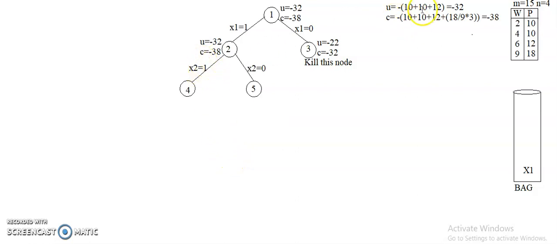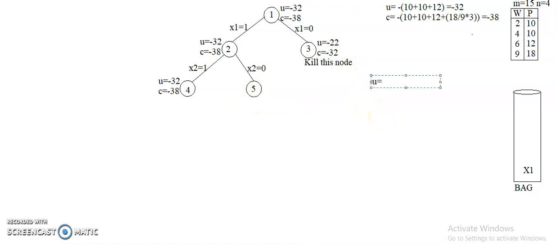If I include the second item, I can include the third item anyway. The upper bound will not change for this either: U is equal to minus 32, and cost is equal to minus 38. The first item is added, the second item is also added, so the third item I am able to add. We have already discussed this initially, so the initial value I will retain for node number 4. But for node number 5, I need to find the upper bound.